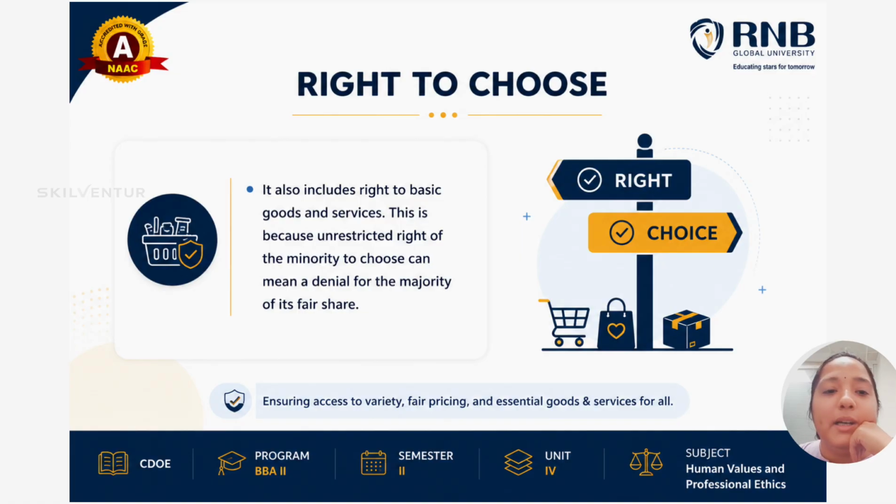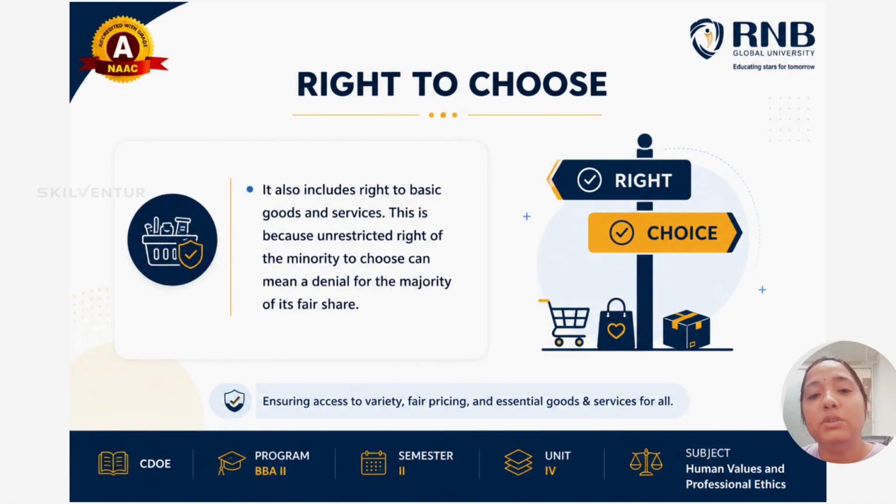Instead, they can compare different options based on price, quality and features, and then make a decision that best suits their needs. So this right also guarantees that wherever possible the consumer should have access to a wide range of products at competitive prices. So in simple words, more choices in the market lead to better quality and fair pricing for the consumers.